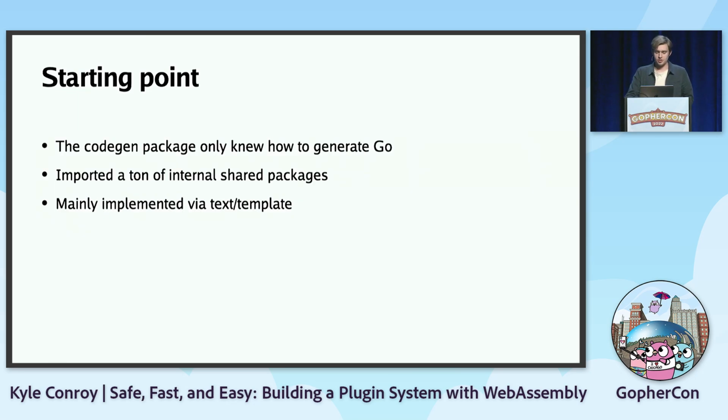The biggest challenge, though, was that it imported a ton of internal packages of sqlc. So the plugin, that codegen package, just knew everything about sqlc. So it was really, really hard to split the two. And again, it only knew how to generate Go, and it was written via text template. So it was kind of messy, and it wasn't a great experience to update that package.